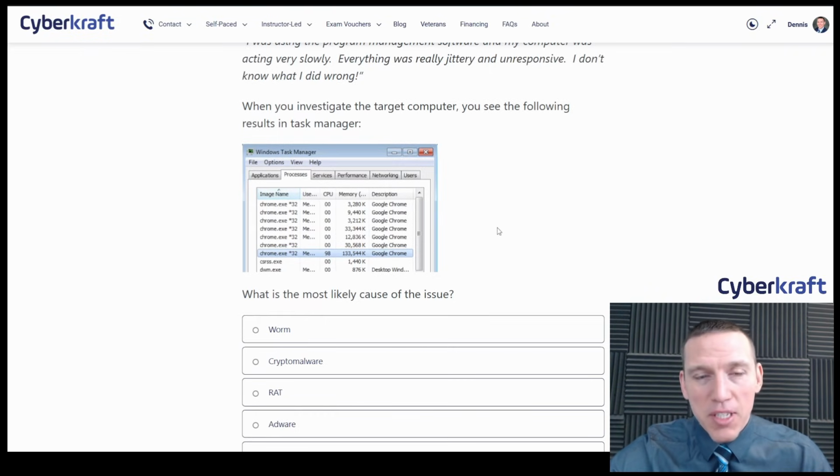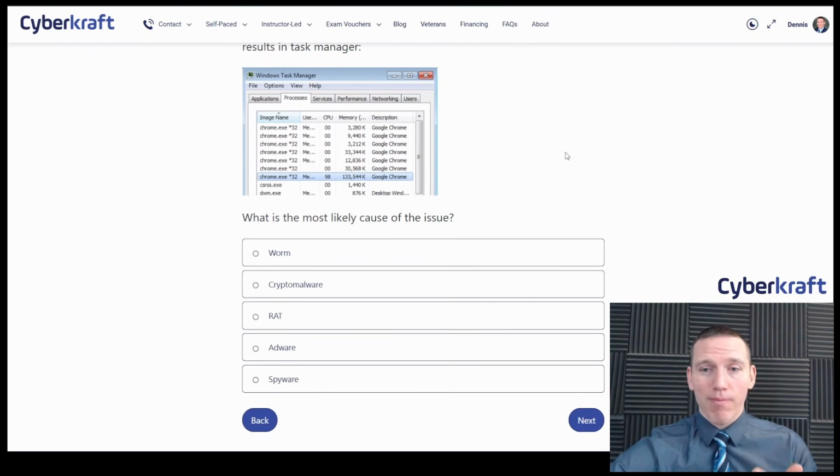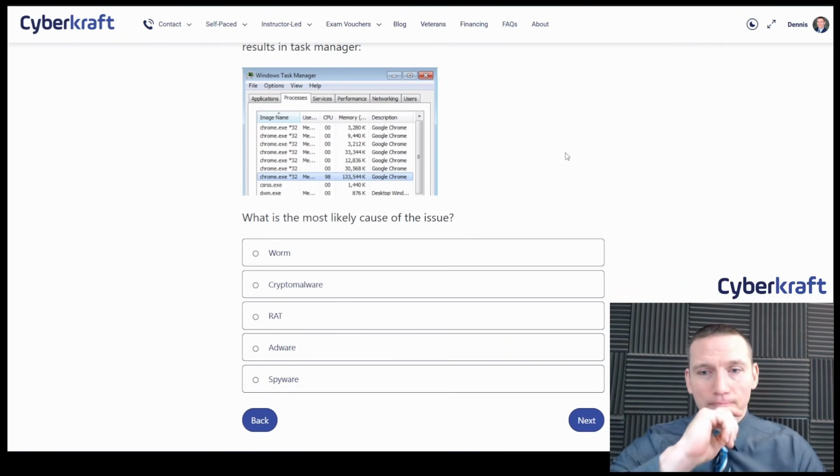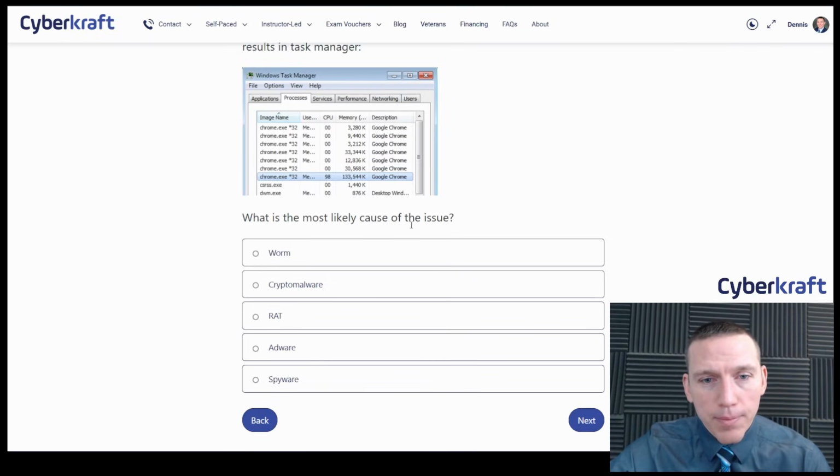So if it's using up CPU, it's probably going to be some sort of malware that eats up CPU time, eats up CPU processes. So let's see. A worm is a virus that replicates itself over a network. That's really not possibly a worm, but I don't think so. This is probably it here. Crypto malware, that makes a lot of sense to me.